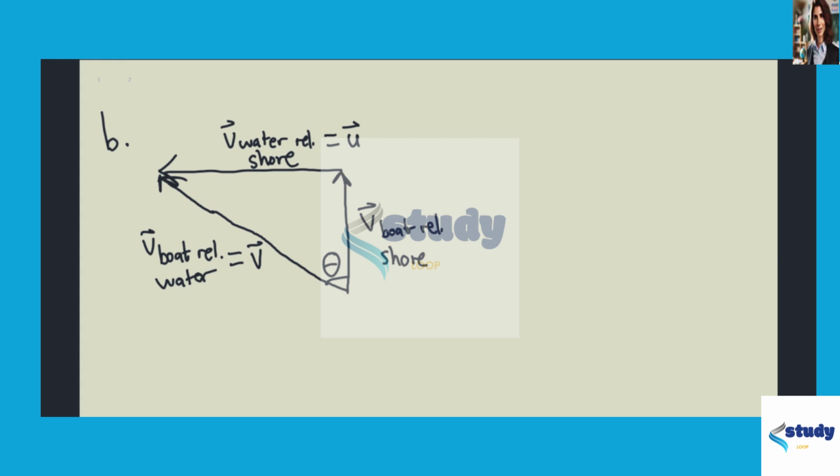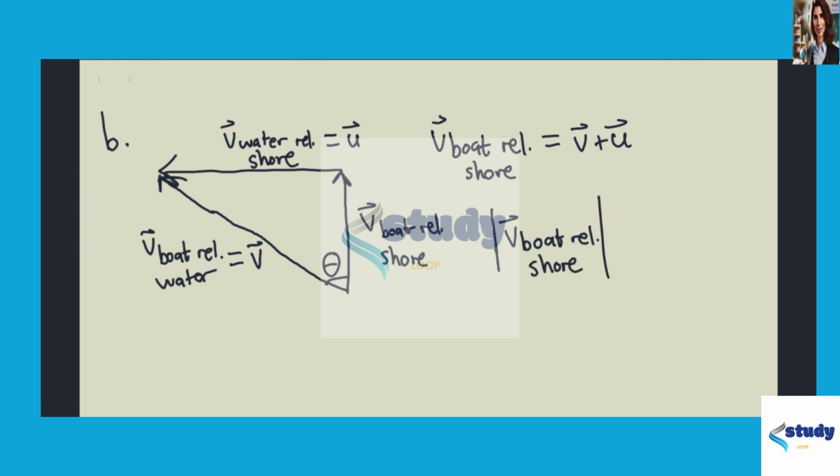So we can say that the velocity of the boat relative to the shore will be equal to vector v plus vector u. And at this point, we know that we can find the magnitude of the velocity of the boat relative to the shore, and this would equal the square root of v squared plus u squared to the 1/2 power, or the square root.